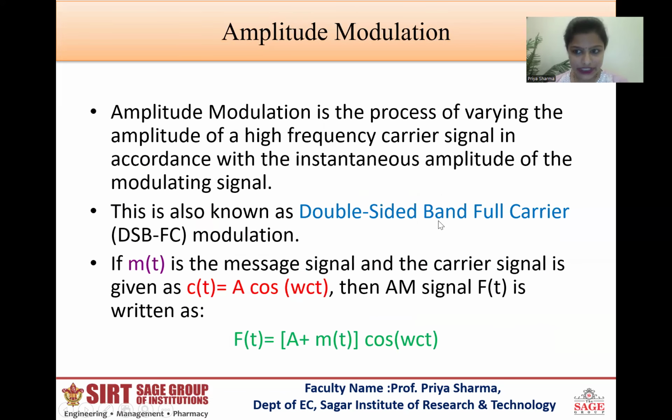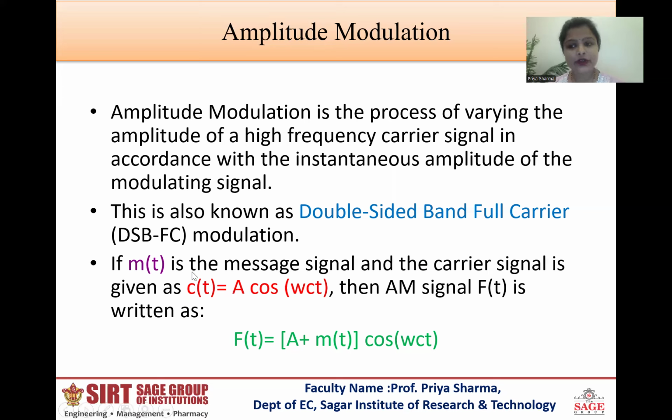So first coming to amplitude modulation. As I have already told you, modulation is a variation in one of three categories: amplitude, phase or frequency. Amplitude modulation is the process of varying the amplitude of a high frequency carrier signal in accordance with the instantaneous amplitude of the modulating signal. This is also known as double sideband full carrier modulation, DSBFC. Why it is known as DSBFC, I'll tell you in a couple of minutes in this video lecture itself.